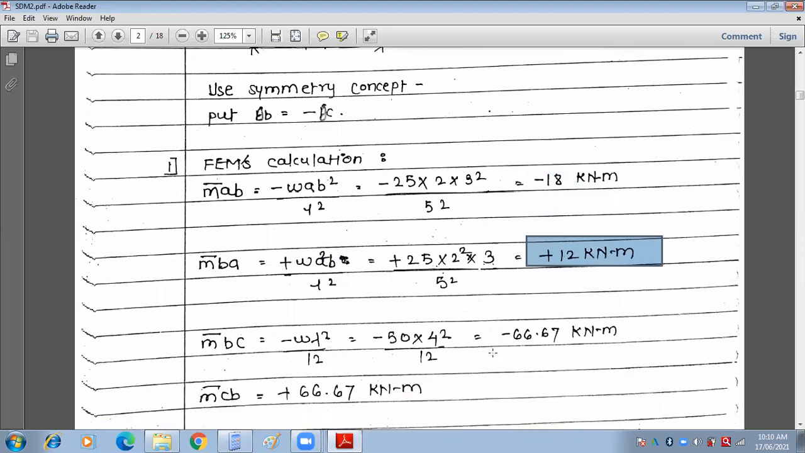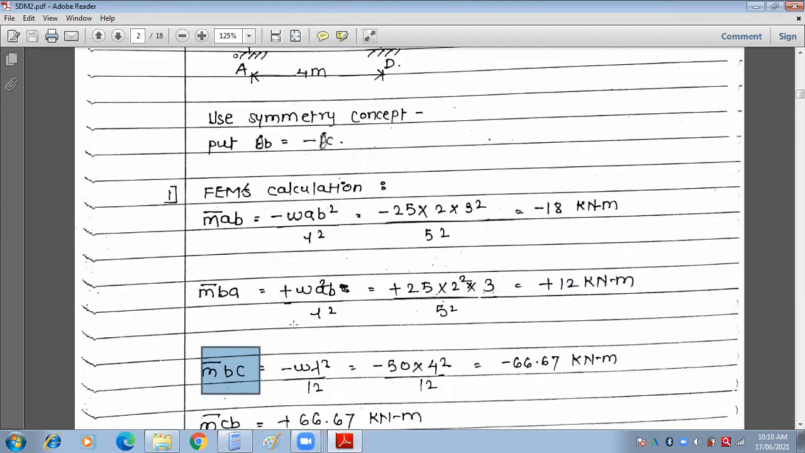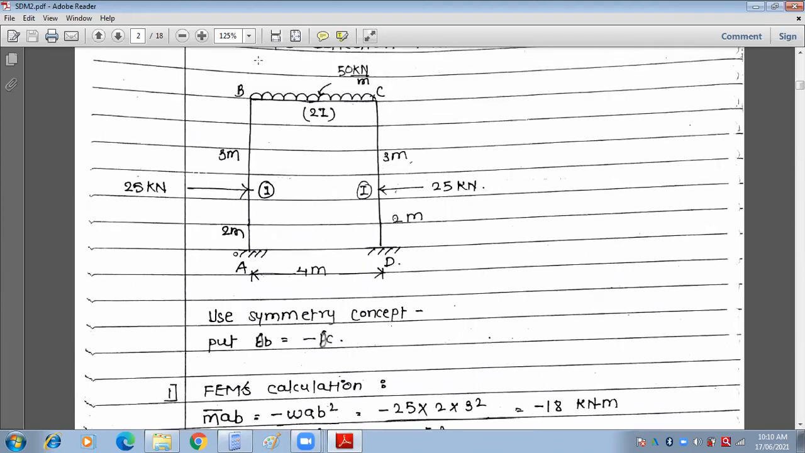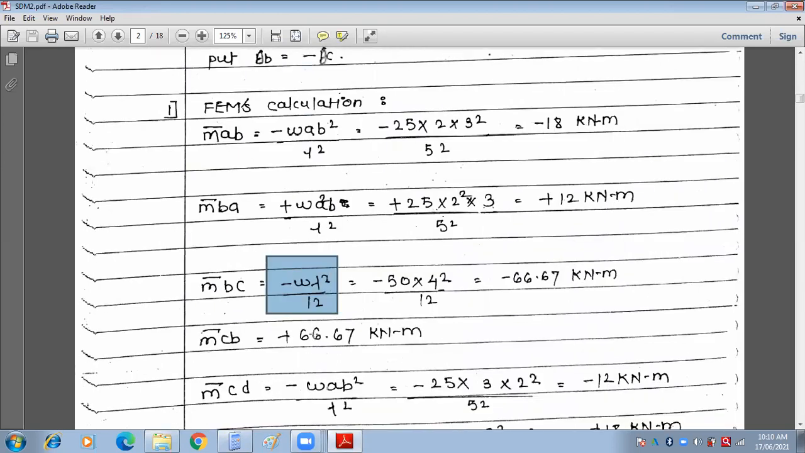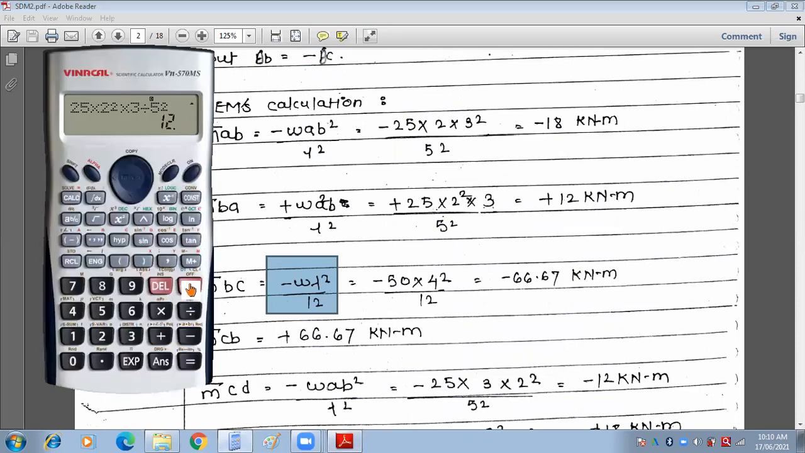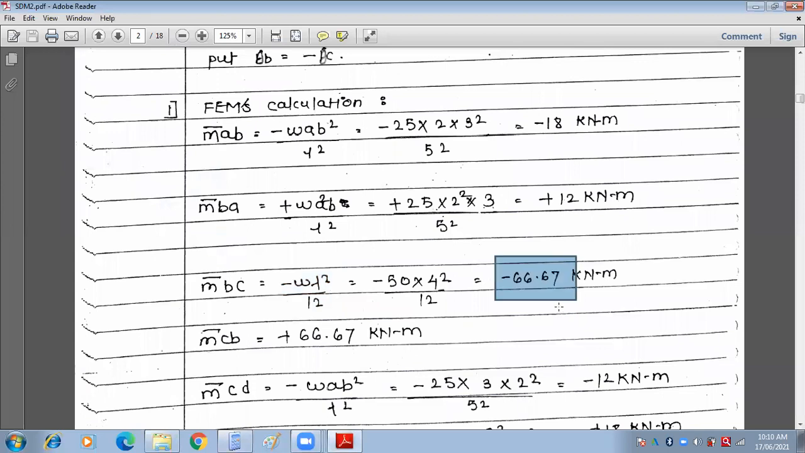Now similarly for BC, if you see this figure, BC carries a UDL of 50 kilonewton per meter and the span is 4 meter. Now let us calculate this term: W L square by 12. W is 50, L is 4. Therefore, 50 into 4 square divided by 12. This value becomes 66.67, minus and plus respectively.